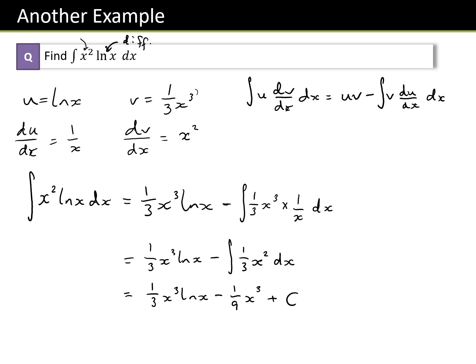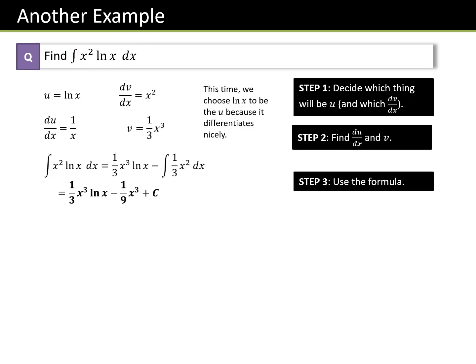So, I'll go back to this start bit because the start bit is the hard bit. When you're choosing what to differentiate, always pick natural log. If there isn't a natural log, pick your polynomial term. Okay? So when choosing what to differentiate, pick the natural log. If there isn't a natural log, go for the thing that decreases in power. Okay, there's a nicer version of the answer written out.